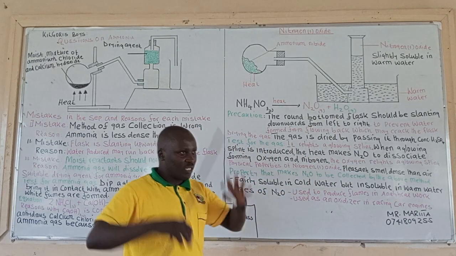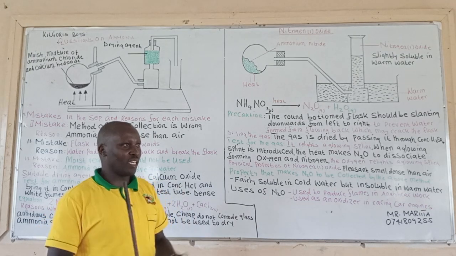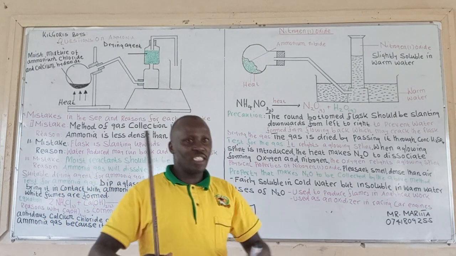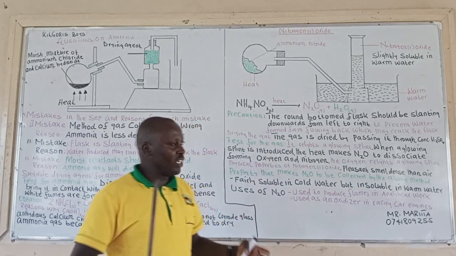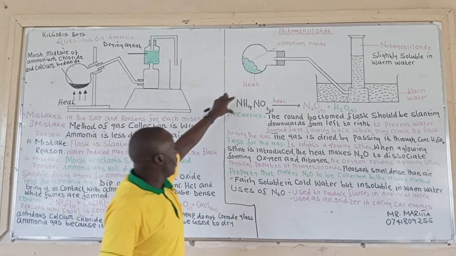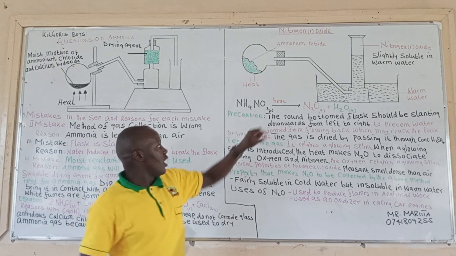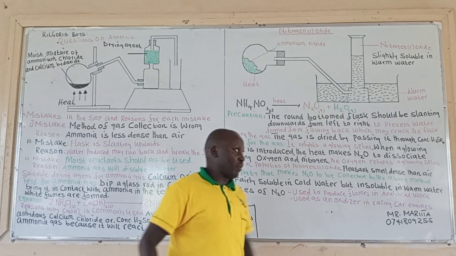So what are some of the expected questions from this particular diagram? One is to be able to write the correct chemical equation when the ammonium nitrate is being heated. When ammonium nitrate is heated, it will decompose in the presence of heat. We have nitrogen(I) oxide, and then we have water vapor.